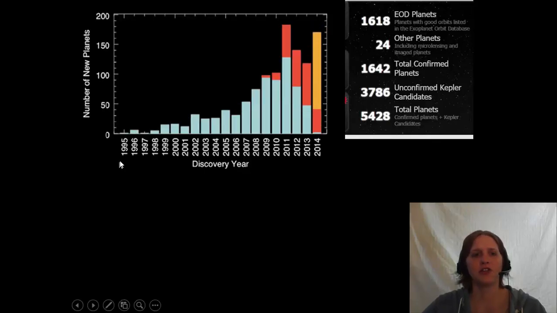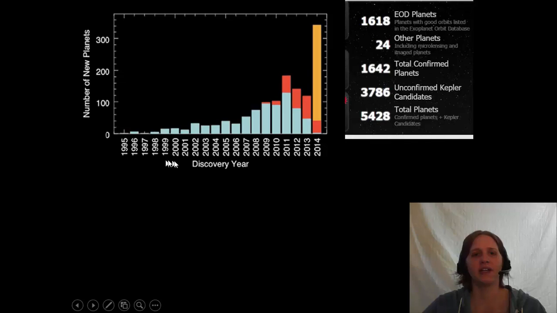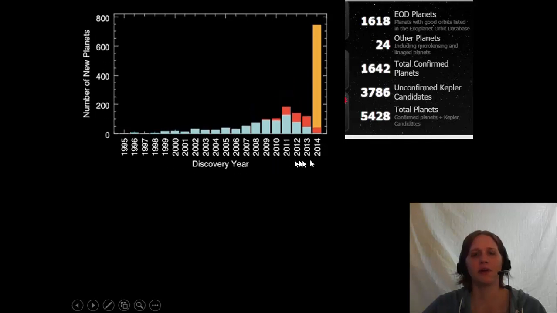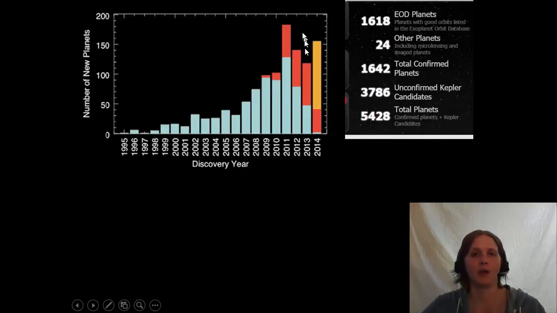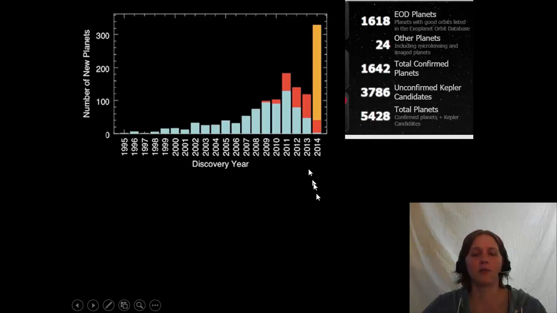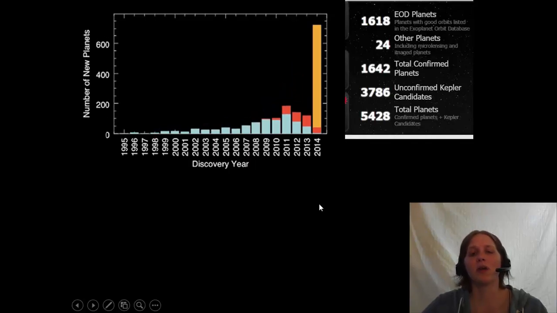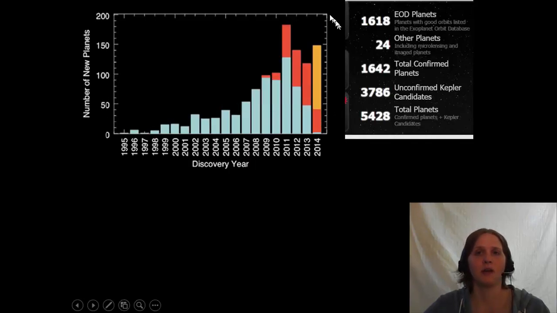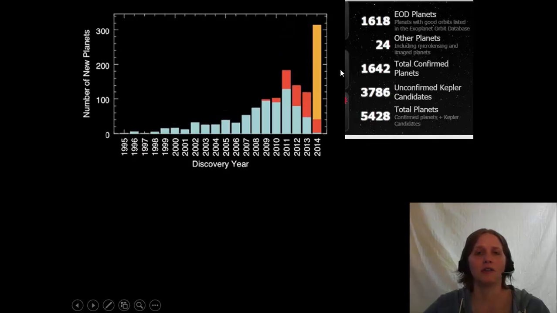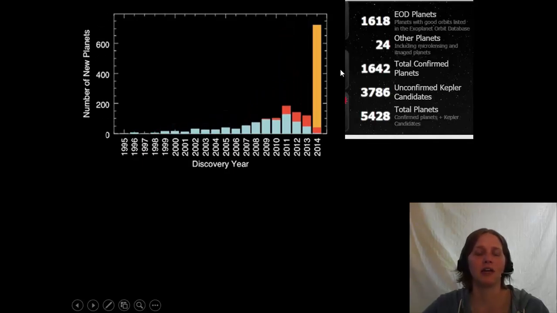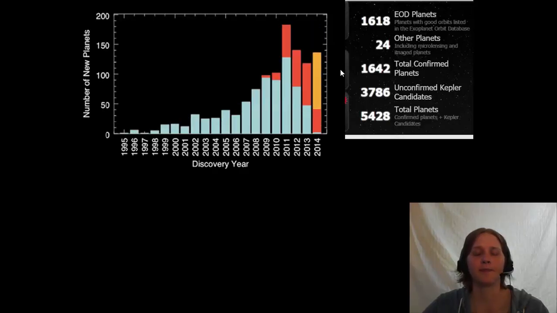So here's an animation showing the number of planets discovered each year around other stars. The blue bars represent planets discovered with the Doppler method. The pink bars are planets discovered with the transit method, and the yellow bar is brand new planets that have been announced using the transit method as well.